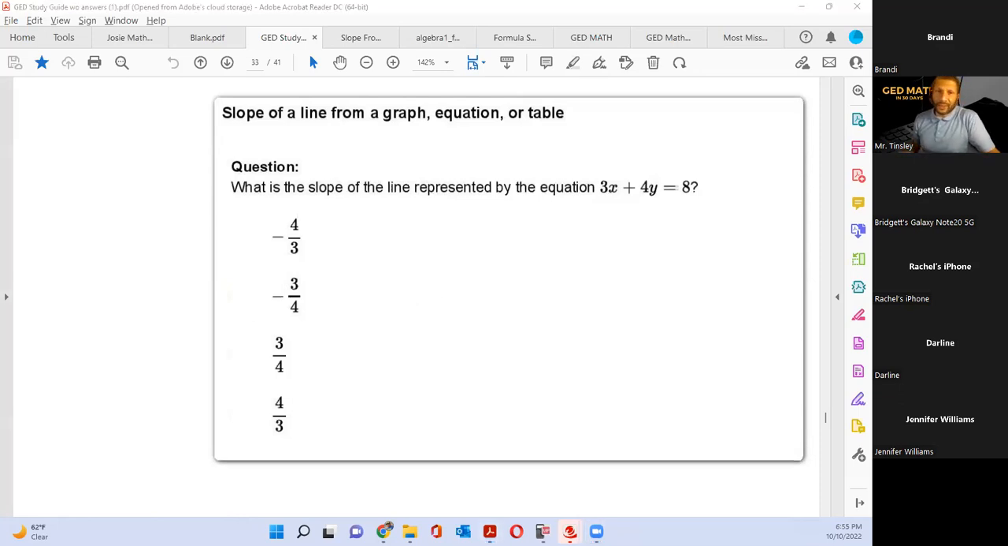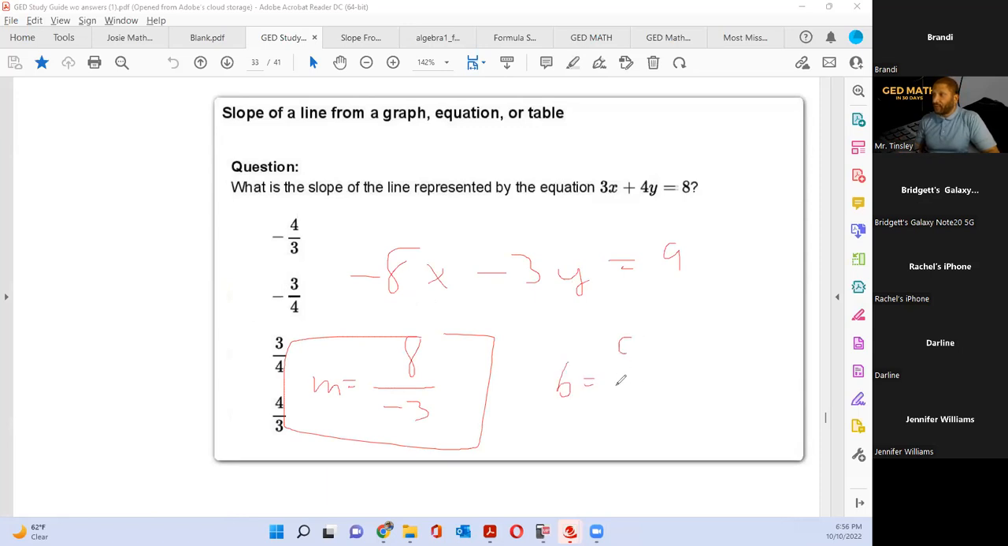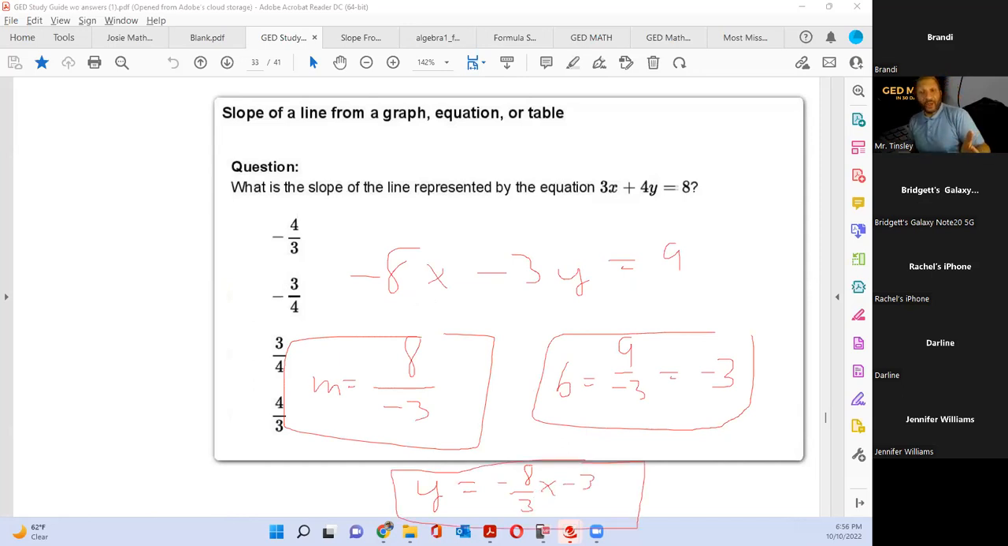Watch this. I'm just gonna make something up. Doesn't even matter. 8x minus 3y equals 9. To find the slope, opposite of -8 over -3 is 8 over -3. I just found my slope: -8/3. Done. Y-intercept, 9 over -3, -3. Equation in slope-intercept form: y equals -8/3 x minus 3.